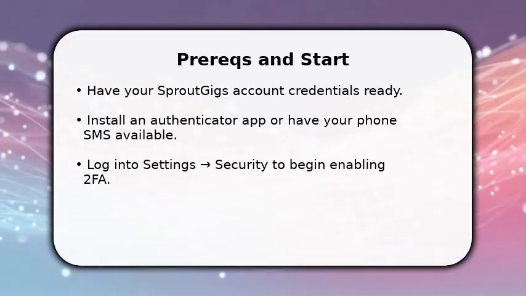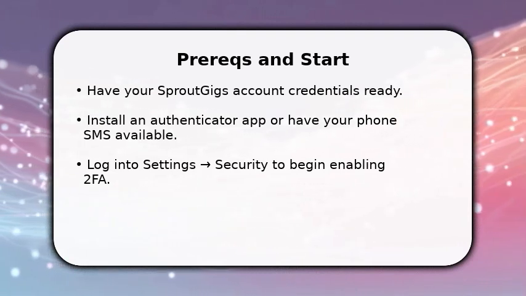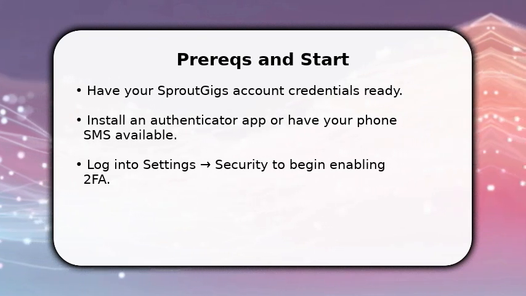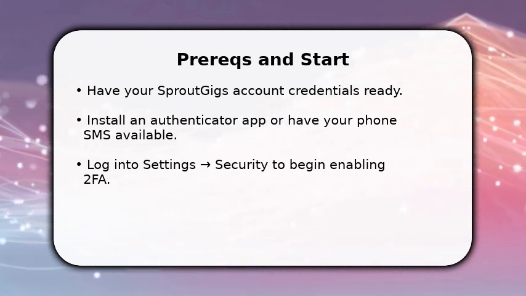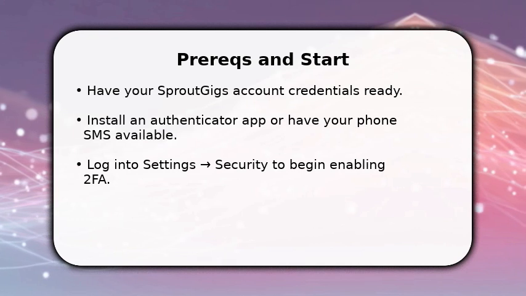Please enjoy the video. You start by confirming prerequisites. You must be logged into Sproutgigs and have an Authenticator app or phone SMS active. Once logged in, navigate directly to Settings, then Security. Don't wander through menus. Click Two-Factor Authentication to begin.